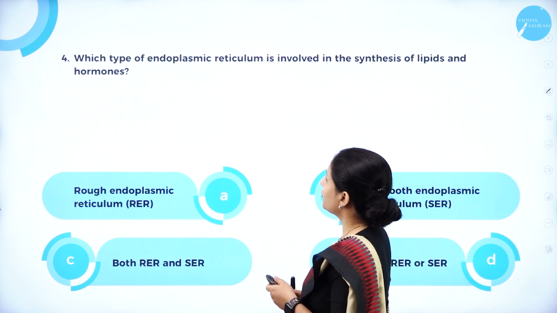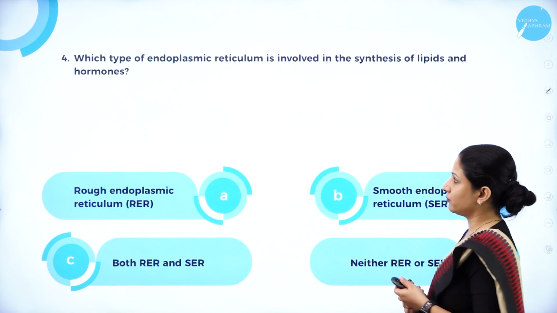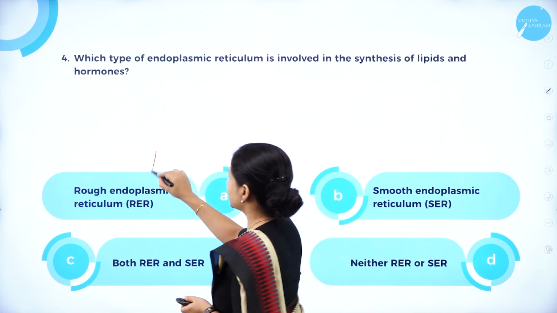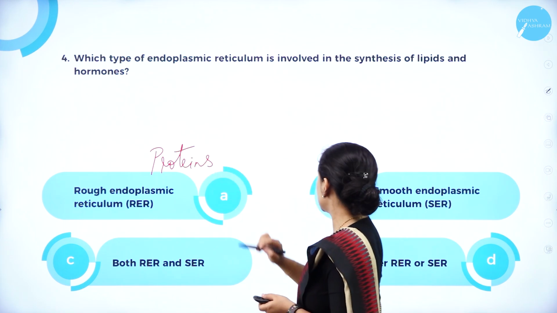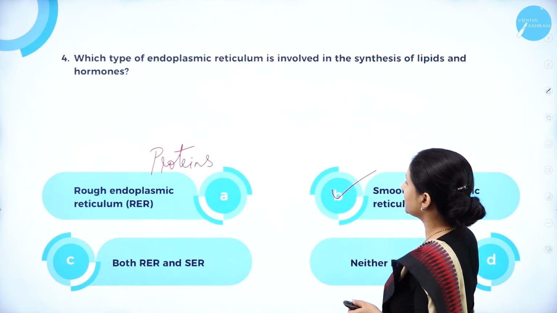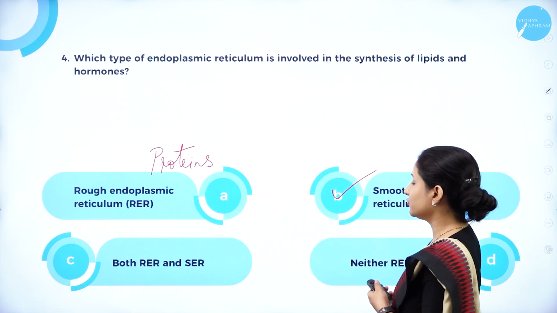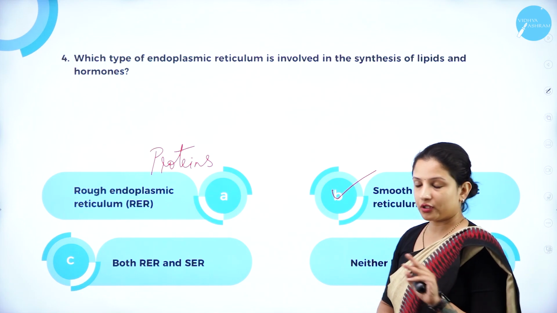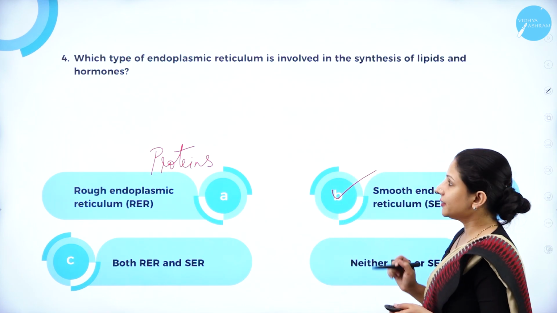Next, which type of endoplasmic reticulum is involved in the synthesis of lipids and hormones? Is it rough endoplasmic reticulum? No, rough endoplasmic reticulum is responsible for synthesis of proteins. Is it smooth endoplasmic reticulum? Yes, smooth endoplasmic reticulum. Is it both rough and smooth endoplasmic reticulum? Rough endoplasmic reticulum is not involved in lipid synthesis. So therefore, option B is the right answer here.